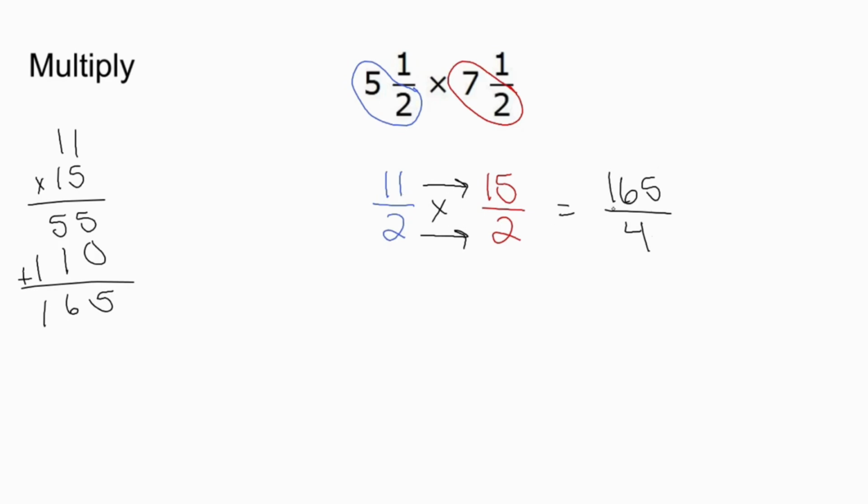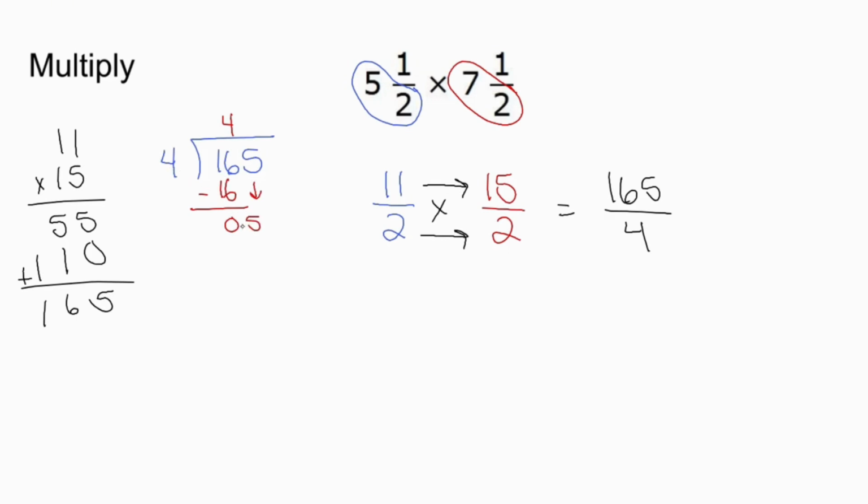Now, this is not able to be simplified, but what I can do is turn this back into a mixed number. How do I do that? Well, let's use long division and find out how many times 4 goes into 165. Well, 4 doesn't go into 1, but 4 goes into 16 4 times. 4 times 4 is 16. Subtract, you get nothing.